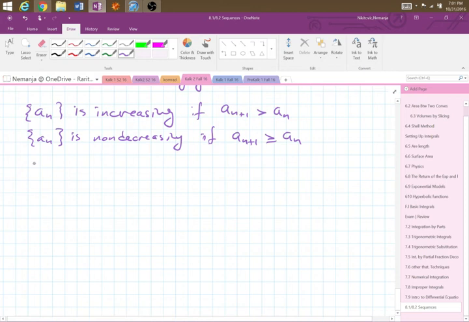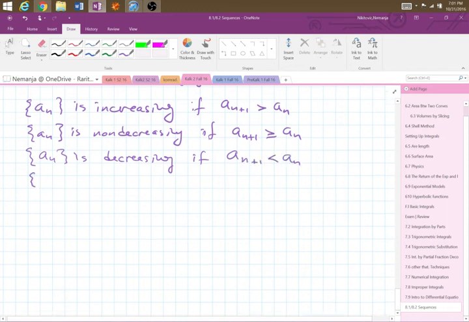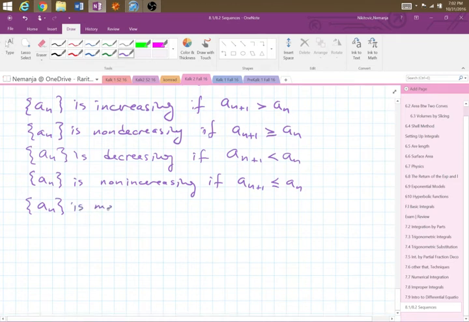Well, I'm going to now define the other two. So we have a_n is decreasing if a_(n+1) is less than a_n, and then we have non-increasing. Then we have monotonic if it's either non-increasing or non-decreasing.